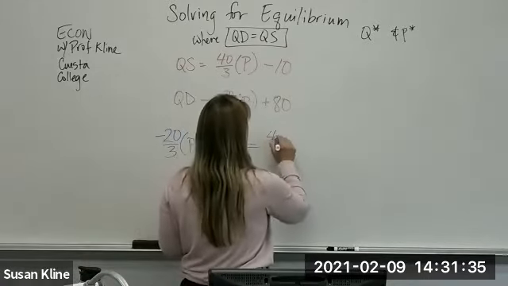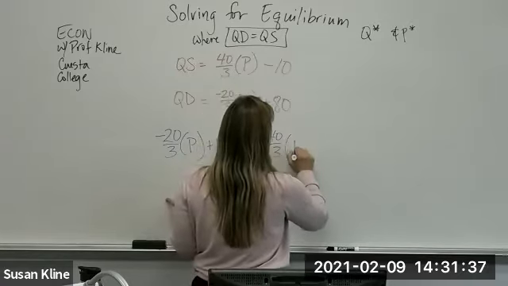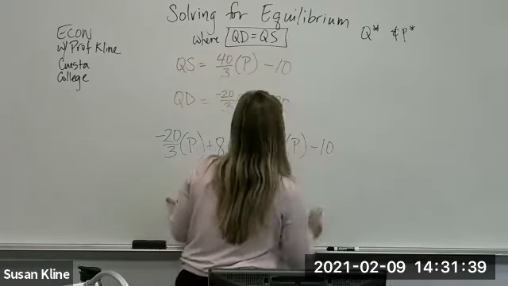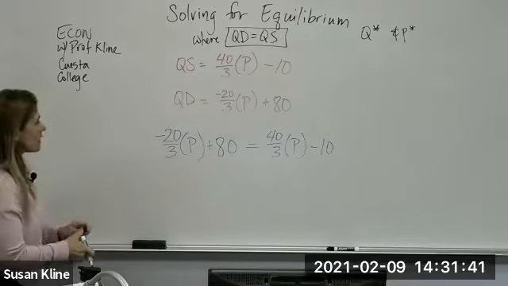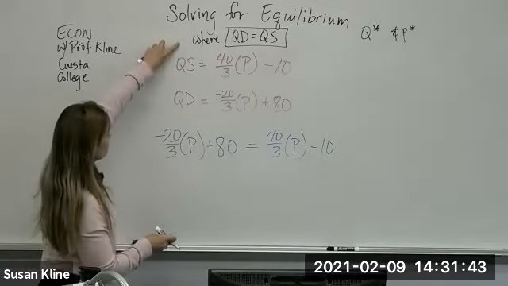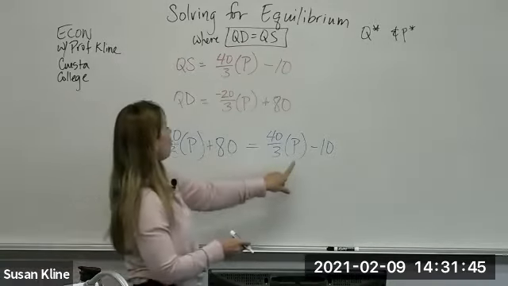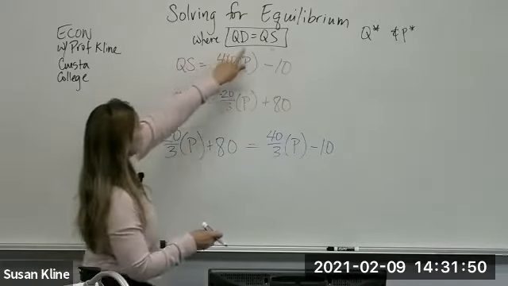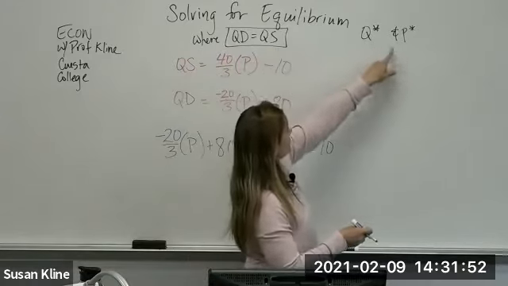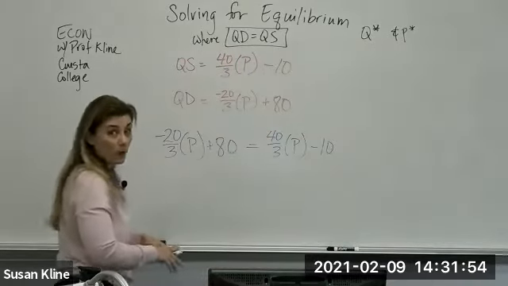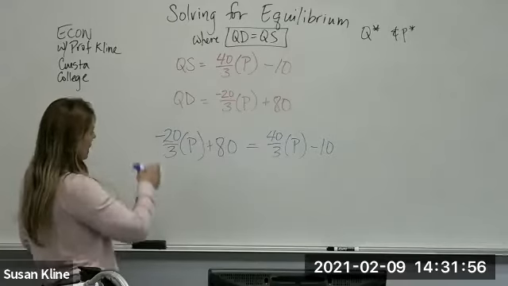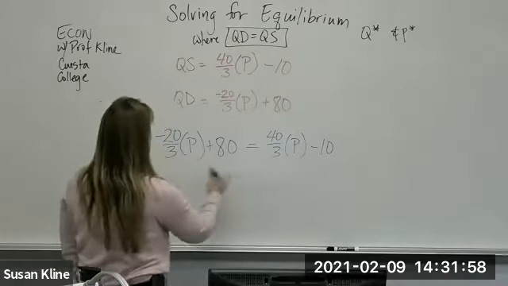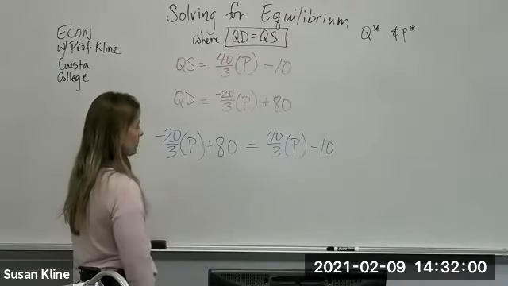40/3 P minus 10. And notice by putting these equal, now we only have one variable. It's going to be where these quantities are equal. By the way, when we plug it back in, that's when we'll find our equilibrium quantity, because they will be equal as well. And now we can simply solve for price, and that will tell us equilibrium price.